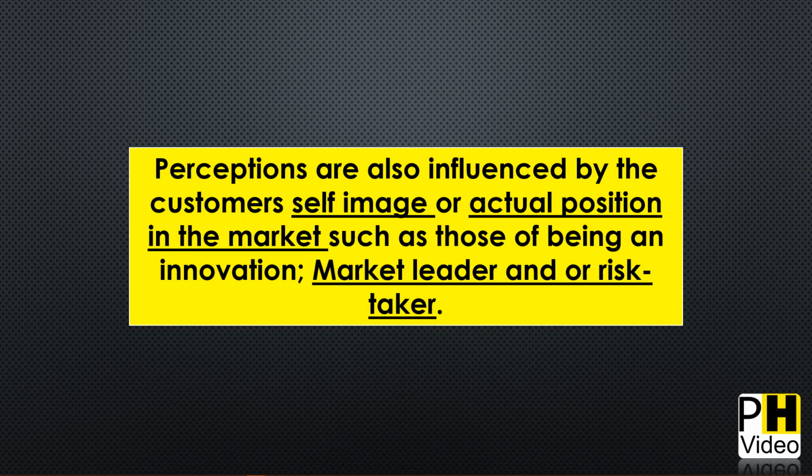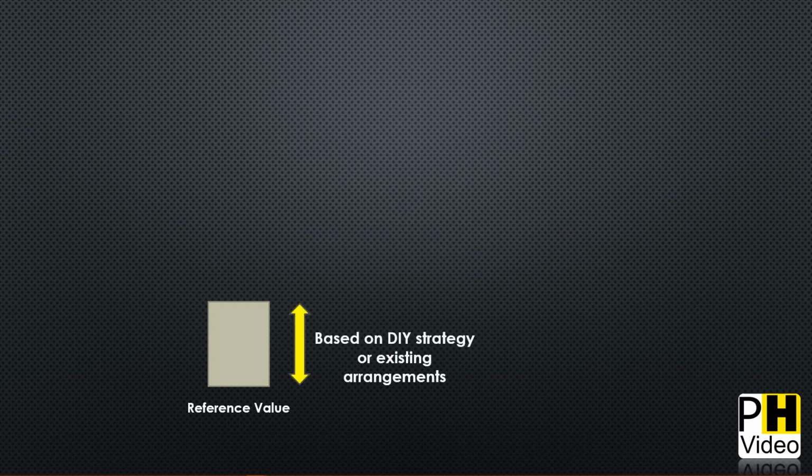So perceptions are influenced by the customer's self-image, actual position in the market, and whether they're a market leader and a risk taker. This is a really important graphic which we're going to go over now. First, there's the reference value. This essentially says this is where the customer sees themselves now. By customer, this could be an internal department or an external customer. This is one of the most important things to try and understand, and it's also the most difficult to quantify: where does the customer see themselves now?